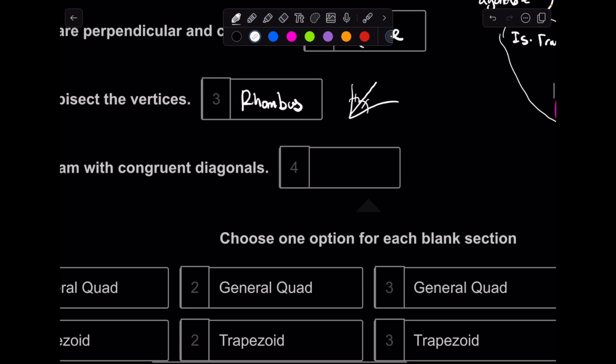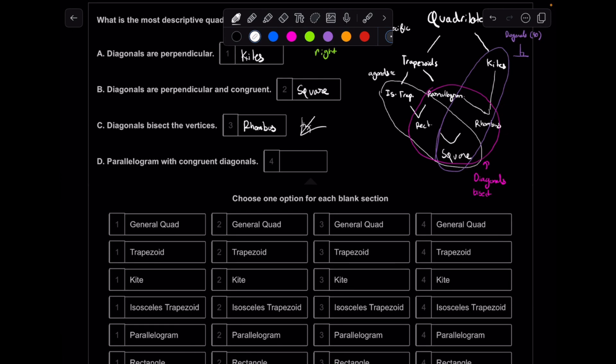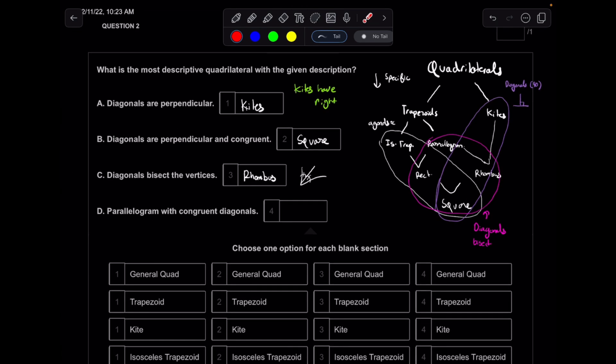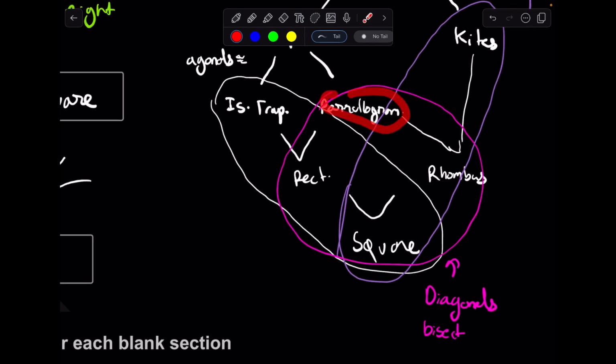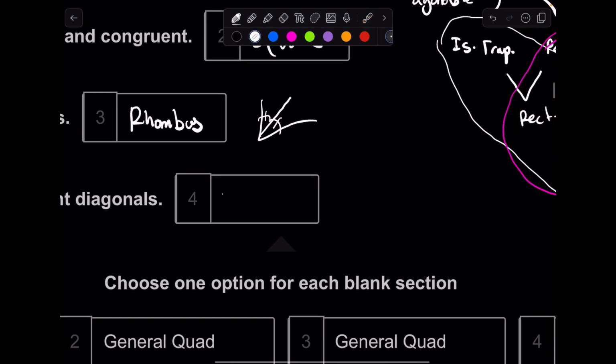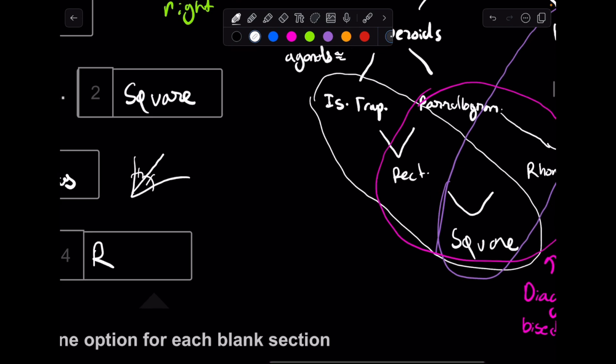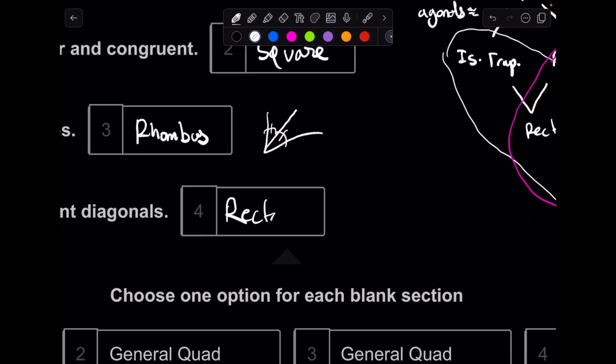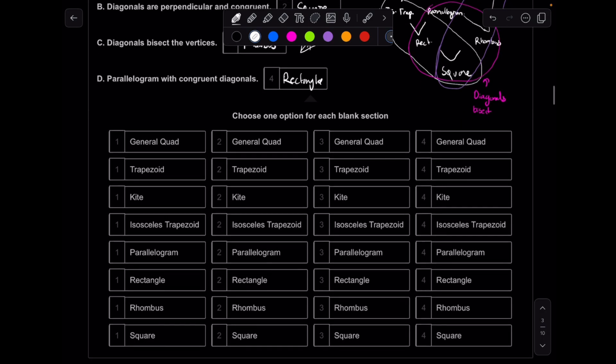Okay? Now we're gonna go with parallelograms with congruent diagonals. So parallelograms over here, congruent diagonals. You might think it's this, right? So for this problem, we're gonna look at parallelograms with congruent diagonals. It's the same thing. It looks like it's a rectangle. Don't get confused, guys. Don't put isosceles trapezoid because it's outside of the pink circle. Rectangle is the first one. So, okay, moving on.